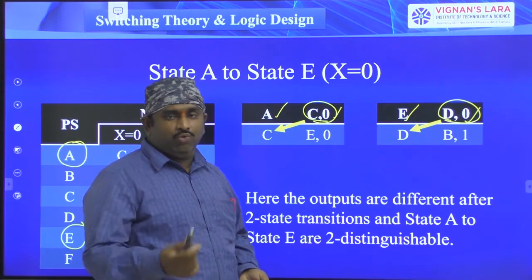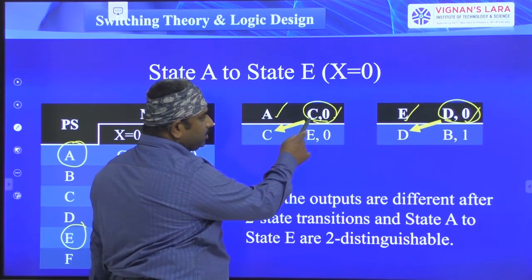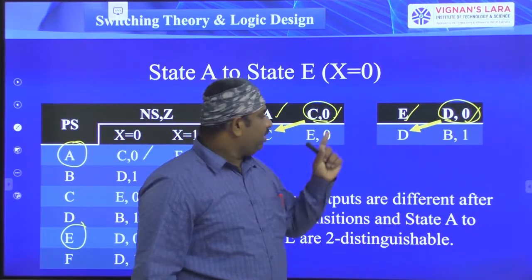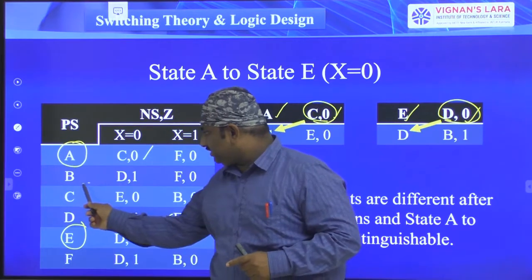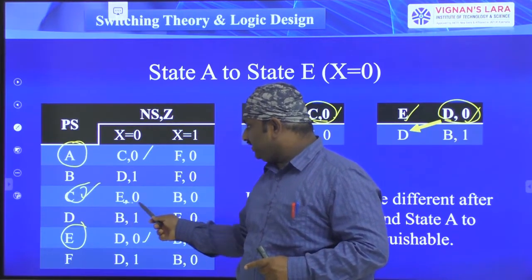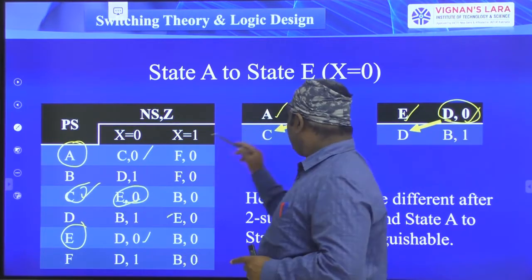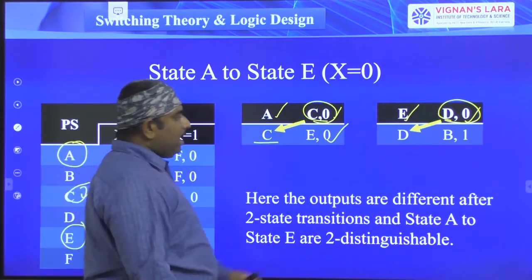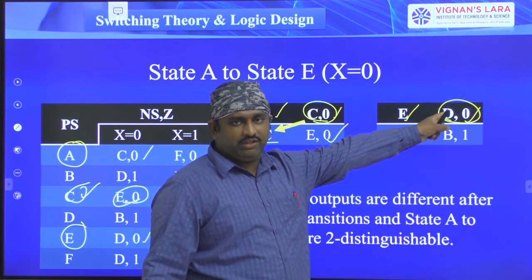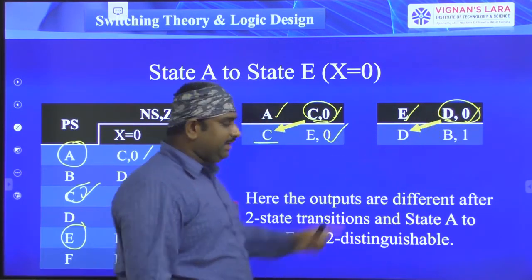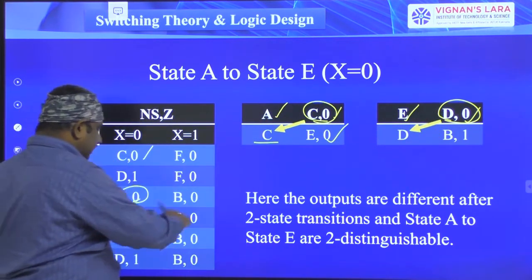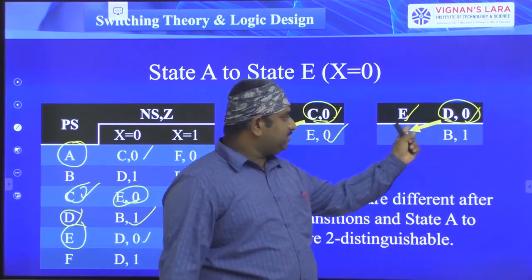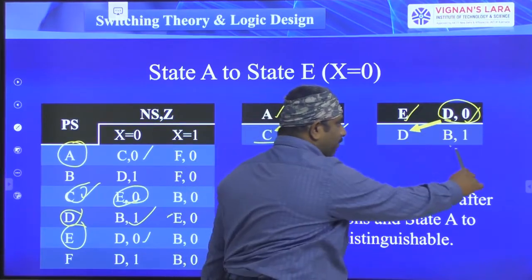So for that, what do you have to do? Find C as the present state, then find out what the next state is. If C is the present state, the next state is E comma 0, and you have to write that down. And see here, D is the next state in the previous transition. Now D is the present state, and what is the next state? B comma 1. Present state is D, next state is B comma 1.